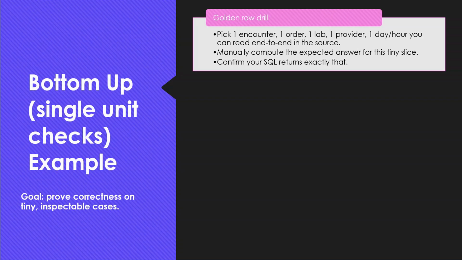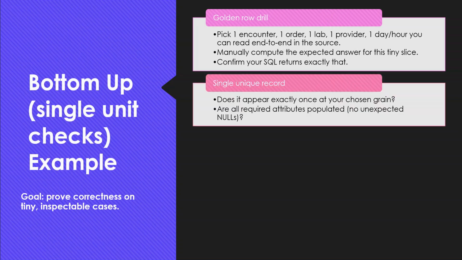That's the type of thing we're doing for this golden row drill. It's nothing spectacular. Not that complex. We're just trying to get data out to look at it. We're looking for single unique records. Okay, so we thought our data was supposed to be 1 encounter or 1 per order or 1 per lab. Let's go check. Does it appear just once?